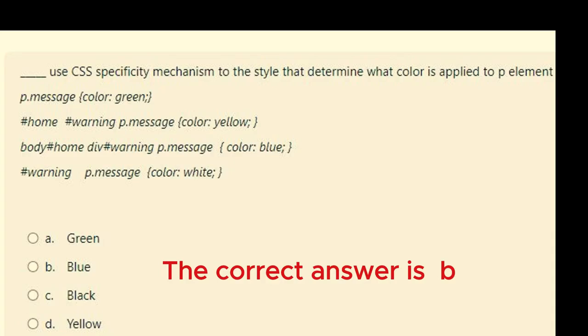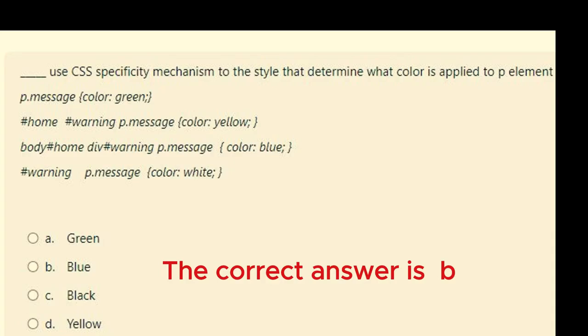body #home div #warning p.message: 2, 0, 1, 3, equals 2 IDs plus 1 class plus 3 elements, specificity 2, 1, 3. #warning p.message: 1, 0, 1, 1, equals 1 ID plus 1 class plus 1 element, specificity 1, 1, 1. Comparison.